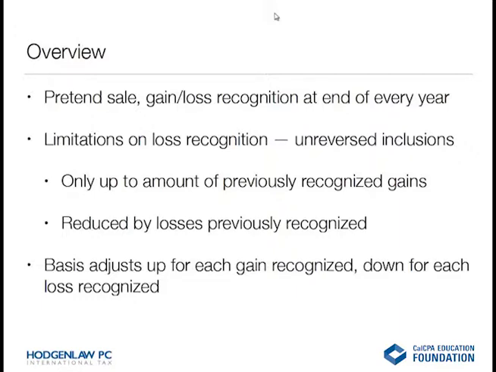If you have a loss to recognize, there are limitations on how much loss you can take, and these are tracked by something called unreversed inclusions. You can recognize losses only up to the amount of previously recognized gains, and that amount is reduced by any losses previously recognized. So you basically keep a tally of all the gains you've recognized and all the losses you've recognized, and the total gains you've recognized is the amount by which you limit the losses you can recognize. And we'll take a look at this in much more detail so that it actually makes sense in a second. Each time you recognize a gain, the basis adjusts up for that amount, and obviously each time you recognize a loss, your basis will adjust down for the loss recognized.